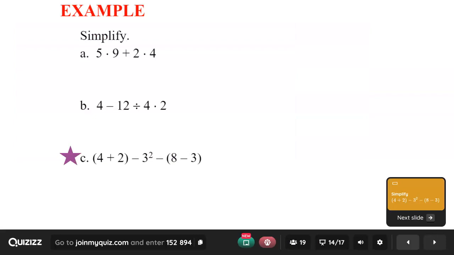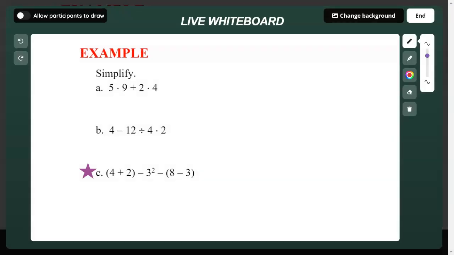So in this first example, I've got 5 times 9 plus 2 times 4. What's the first operation I'm going to do? 9 times 5. The second operation I'm going to do is 2 times 4. So 9 times 5 gets me 45. Then 45 plus 8 gives 53. Not so bad. Multiplication first, then our addition.